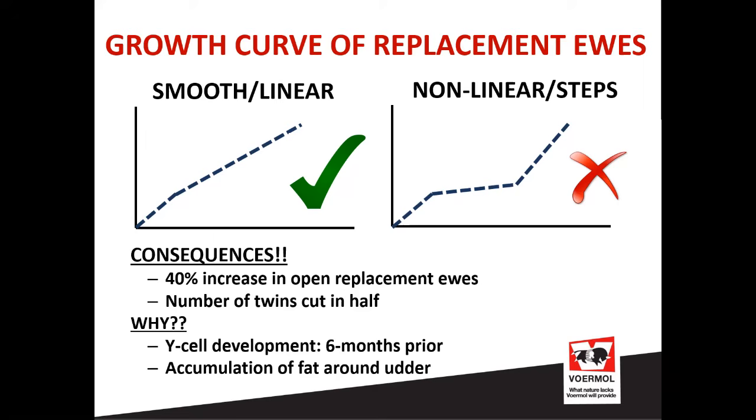Right, so why is that? We know cell development happens 6 months prior. So 6 months prior, that target weight is right there in that flat line. So we practice malnutrition. And the other issue is, if we're feeding them a high energy dense diet just before mating, there might be an accumulation of fat around the udder, and that will definitely negatively affect your milk production and colostrum. And that will decrease your lamb survival percentage.